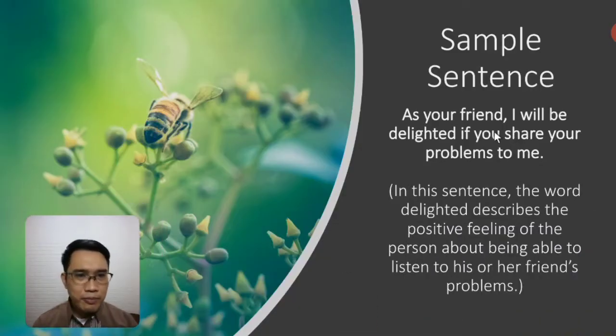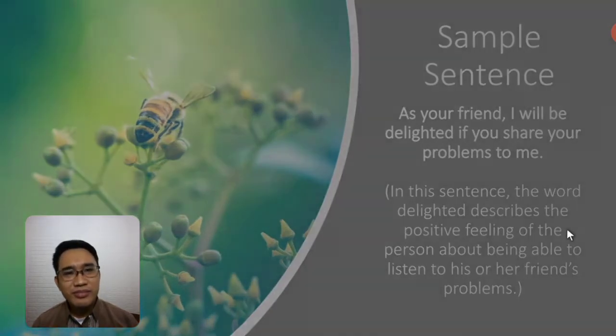For example, here's a sentence. As your friend, I will be delighted if you share your problems with me. What is our adjective here? Our adjective? The word delighted. So in this sentence, that word describes the positive feeling of the person about being able to listen to his or her friend's problems. The word delighted here helps us to express our emotions. And we know that delighted, or being happy, is a positive feeling.